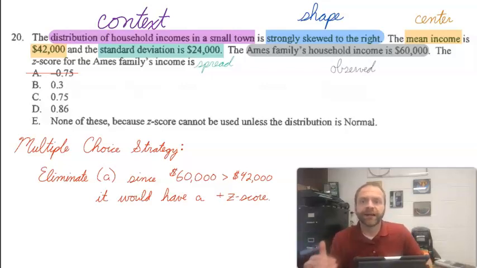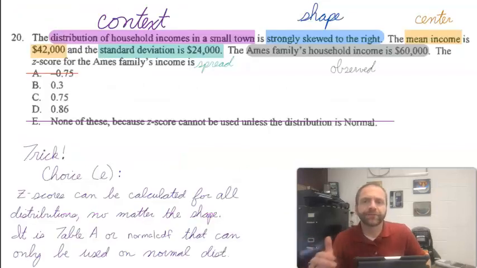Now, as I go through and read the options, I'm going to see that 0.75, there's a positive one, there was a negative one before. E, none of these, because z-scores cannot be used unless the distribution is normal. That sounds good, right? Oh, wait a minute, normal. So I have table A, and I'm doing normal CDF in my calculator. So, those use z-scores, don't they? Well, I'm going to tell you right now, that's a trick.